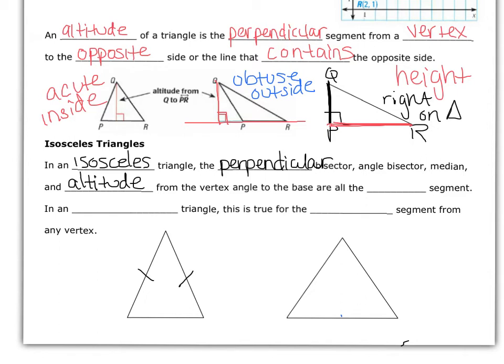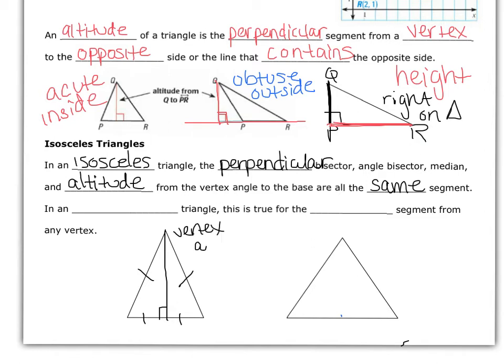So from the vertex angle to the base are all the same segment. Because watch, if I were to draw a perpendicular bisector in an isosceles triangle from the vertex angle, it's perpendicular, and it's bisecting. Remember, up here, this is the vertex angle.